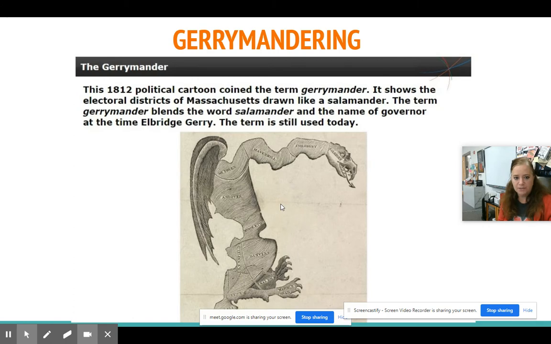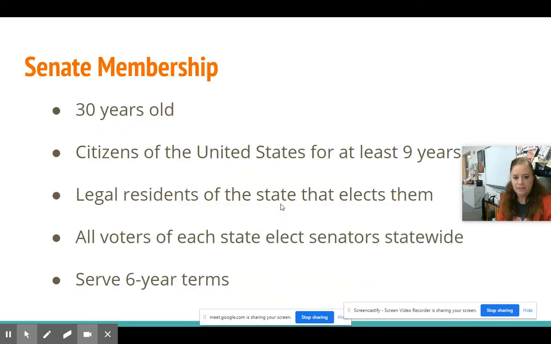So back to our screen then. We'll move on to the Senate. And this is just an overview, guys. So we're going to go into the House and the Senate much more.